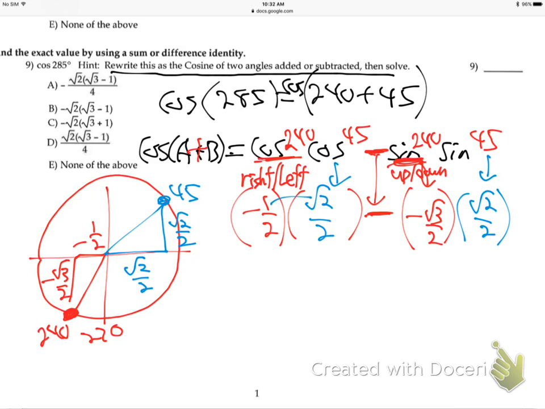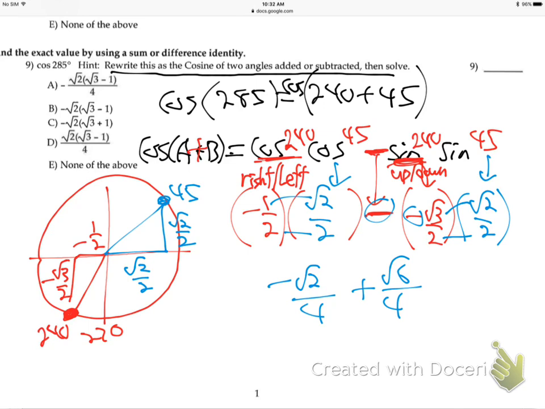On that, now, multiply these together. 1 times root 2 would be negative root 2. 2 times 2 is 4. Minus and minus, plus. Root 3 times root 2, root 6. 2 times 2, 4. Good to there.